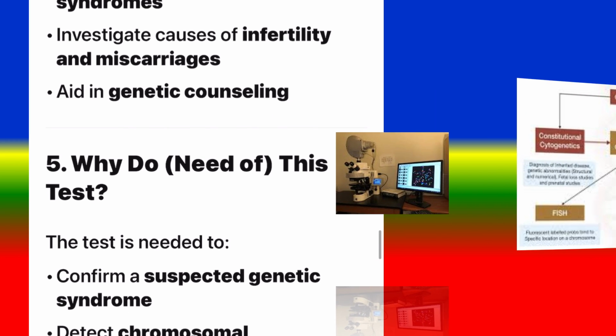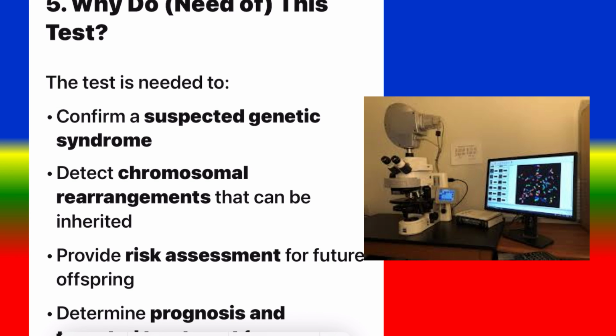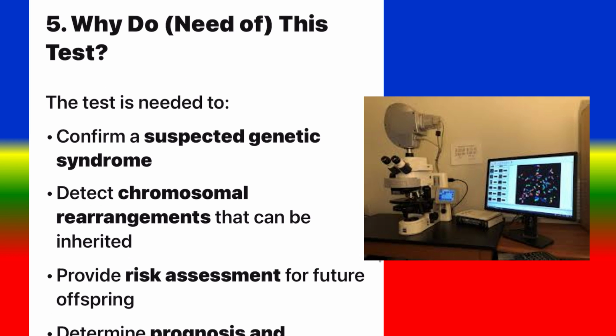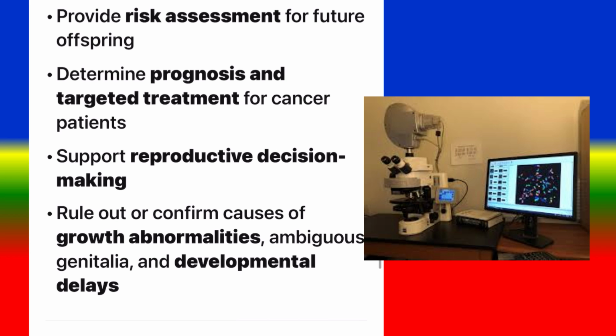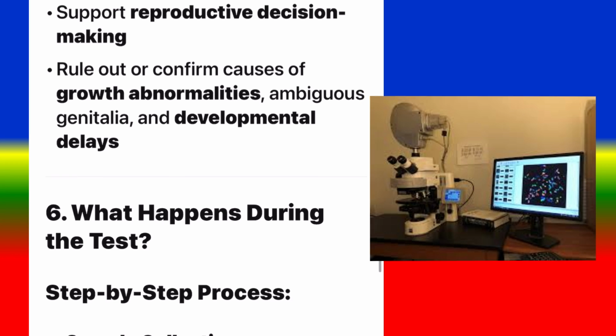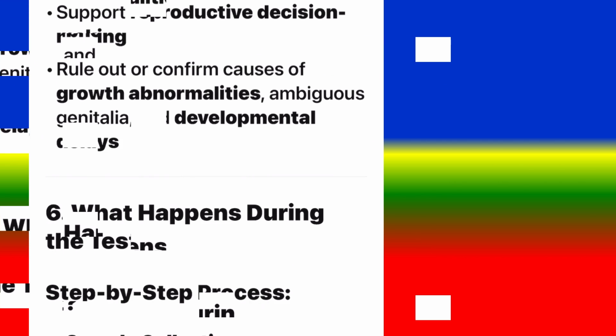in genetic counseling. 5. Why do I need this test? The test is needed to confirm a suspected genetic syndrome, detect chromosomal rearrangements that can be inherited, provide risk assessment for future offspring, determine prognosis and targeted treatment for cancer patients, support reproductive decision-making, rule out or confirm causes of growth abnormalities, ambiguous genitalia, and developmental delays.